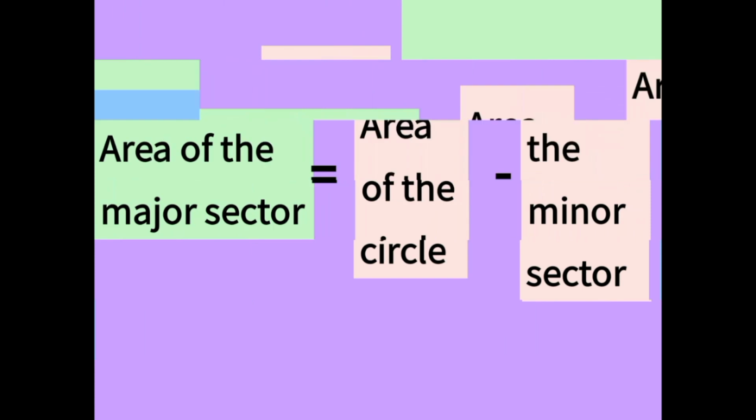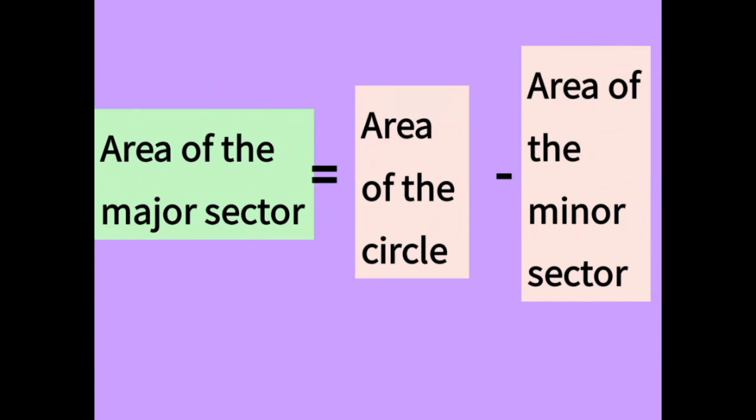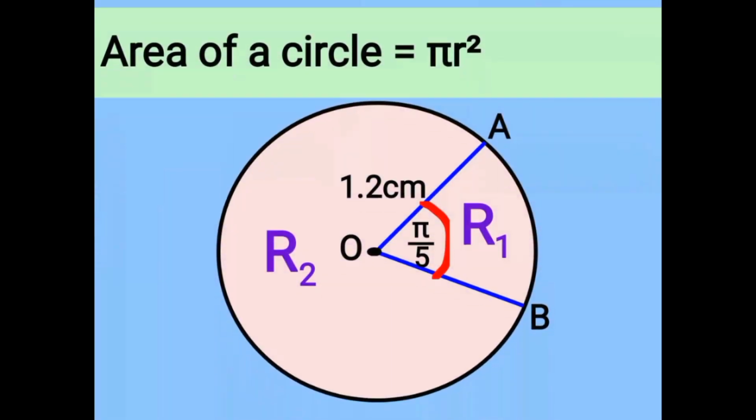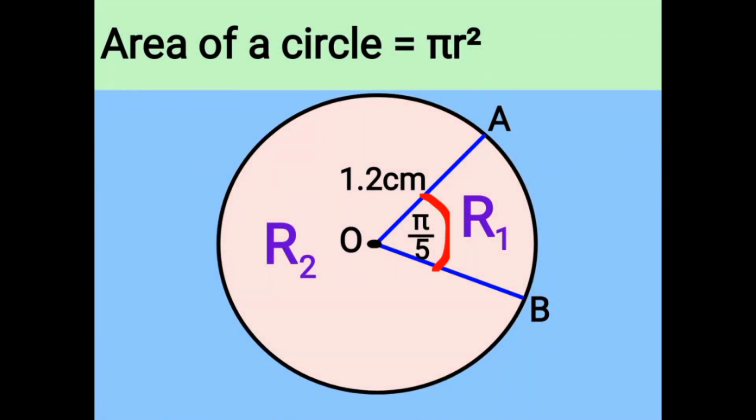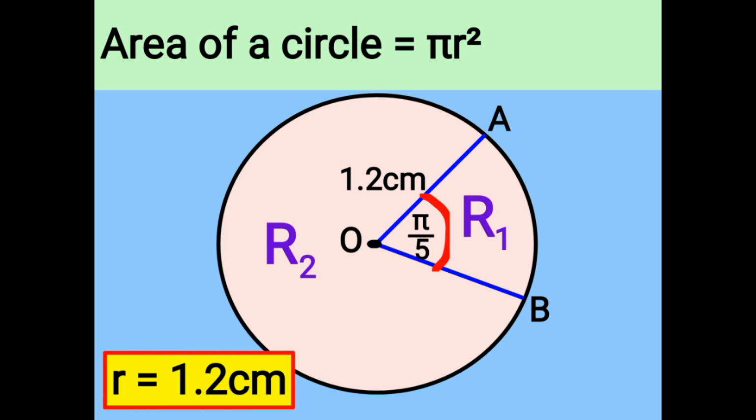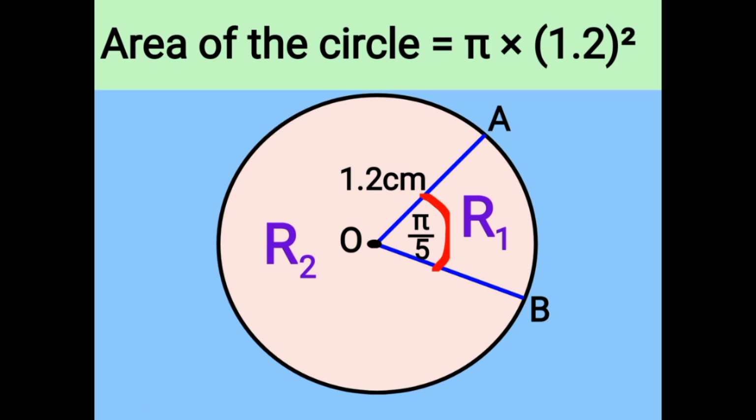So, the area of the major sector equals the area of the circle minus the area of the minor sector. Now, as we all know, we can calculate the area of a circle using the formula area of a circle equals pi r squared. The radius of the circle is 1.2 centimeters, so r equals 1.2 centimeters, and hence the area of the circle equals pi times 1.2 squared equals 1.44 pi centimeters squared.